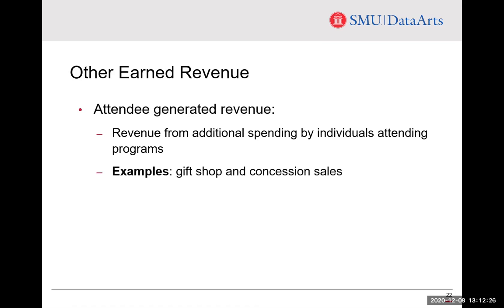So an example would be gift shop and concession sales. So if you have folks coming to programs and you're also selling candy, the revenue you make from selling candy to those people coming to your programming would be considered attendee-generated revenue.